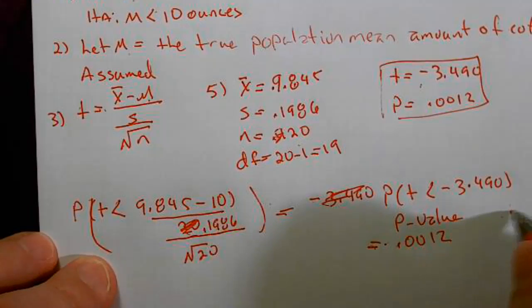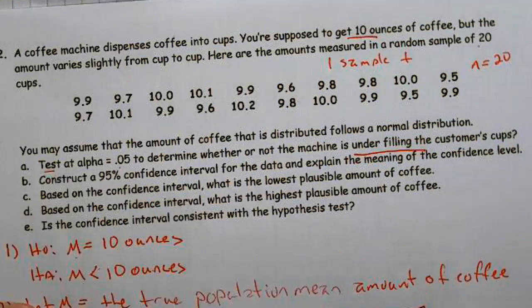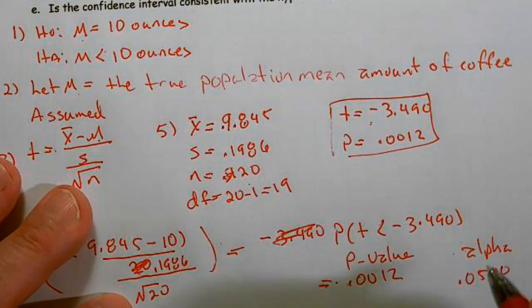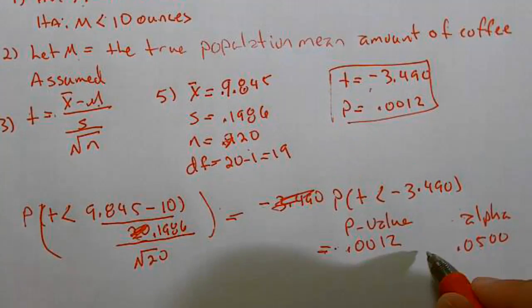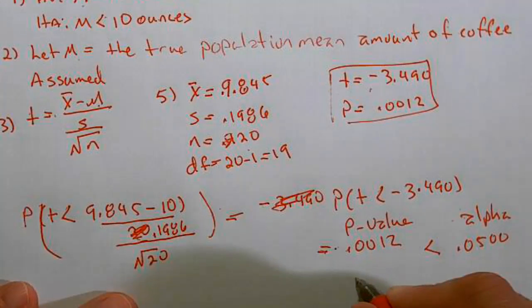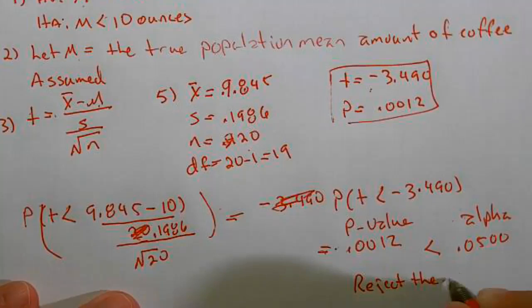I need to look up my alpha. Well, they told me earlier they use an alpha of 0.05. So here's 0.05. Always make these the same number of decimal places. So if this is 4, this is 4. And 12 is definitely less than 500. So this is less than. And remember, if we look at our recipe card and we have a less than, we're going to reject the null.